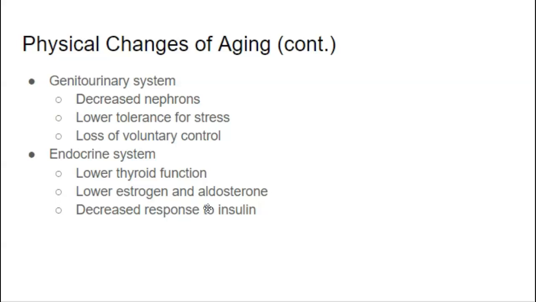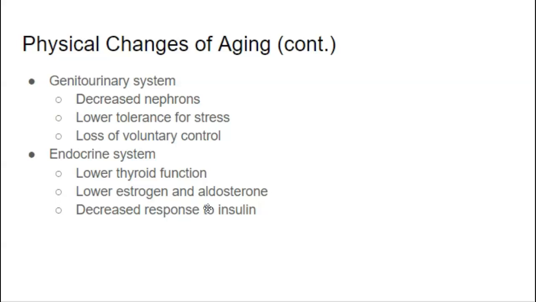Men over 40 can start to have a slight decrease in their testosterone levels, and both of those things can affect some of the multiple things that we've talked about in these other systems. And then there's a decreased response to insulin. So this is why sometimes in the elderly sector, if there's a family history of diabetes, because of that decreased response to insulin, you can start to see diabetes increase as we get older as well.